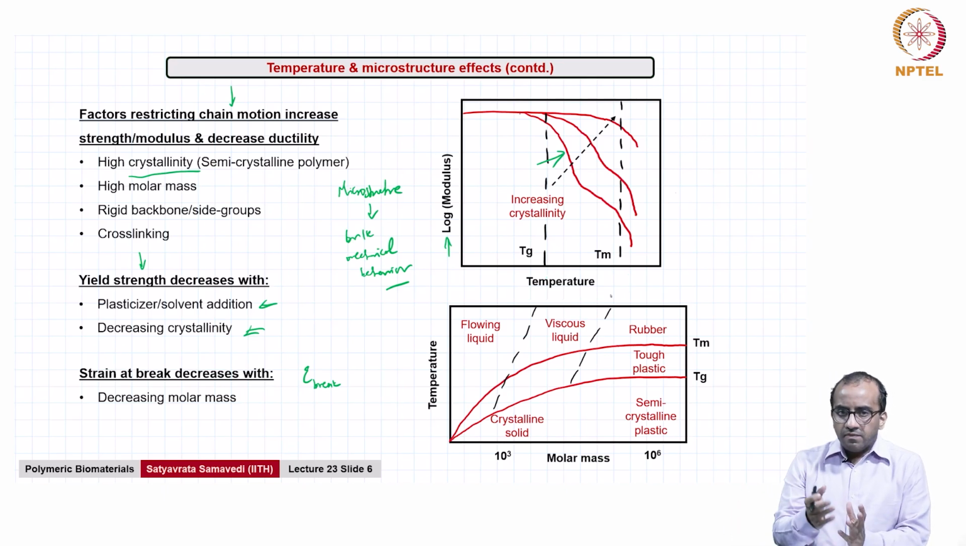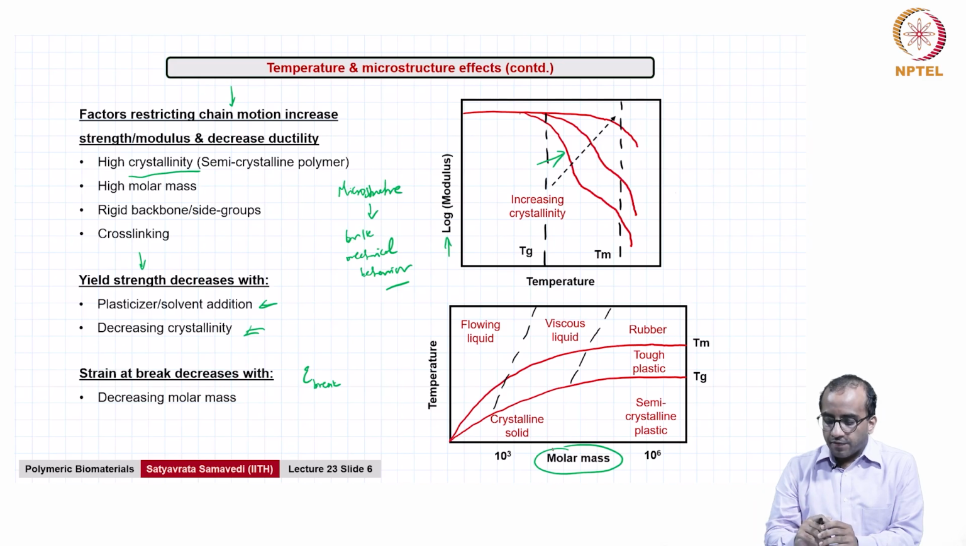And now, another way to think about structure affecting properties is something that we have looked at earlier, which is molar mass. And this is a very nice plot of temperature versus molar mass. This is a map in some sense, where you are looking at different combinations: low temperature, low molar mass; high temperature, low molar mass; low temperature, high molar mass; high temperature, high molar mass, right? Those are some regions you can map here.